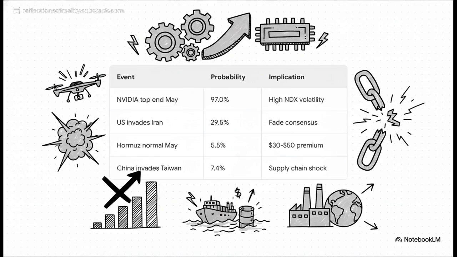That implies a massive structural bid on energy and a $30 to $50 risk premium that just isn't priced in yet. Combine that with a 29.5% probability of the U.S. invading Iran before 2027, which totally fades the consensus models, by the way, and a stubbornly high 7.4% tail risk for a Taiwan supply chain shock. The takeaway here, the crowd is bracing for a highly volatile, highly fragmented world.